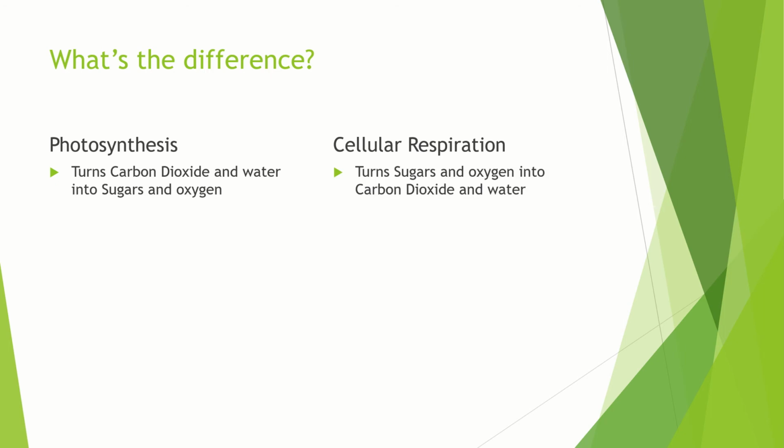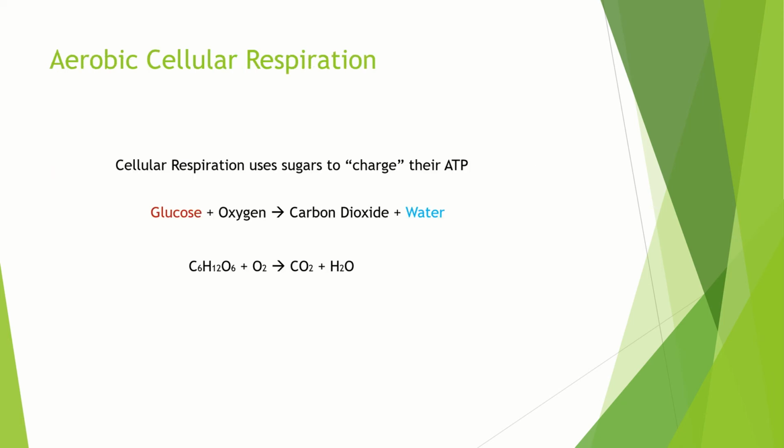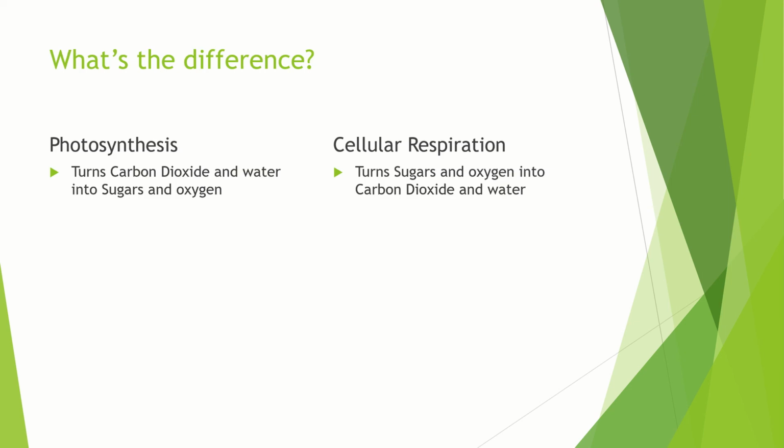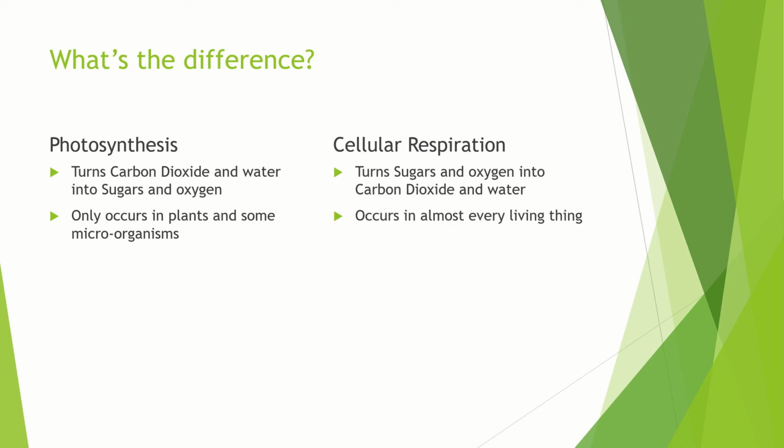Cellular respiration uses sugars to charge their ATP. This equation is the opposite from the photosynthetic one. Glucose and oxygen makes carbon dioxide and water, plus some ATP. But if we go back, that's not the only thing different. Photosynthesis only occurs in plants and some microorganisms, while cellular respiration occurs in almost every living thing.